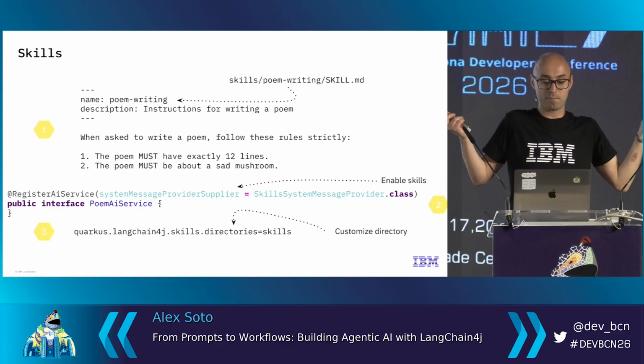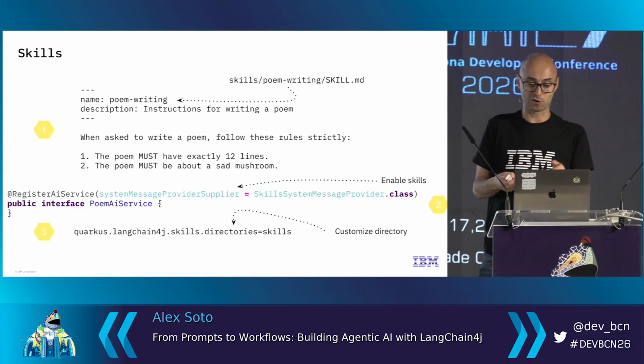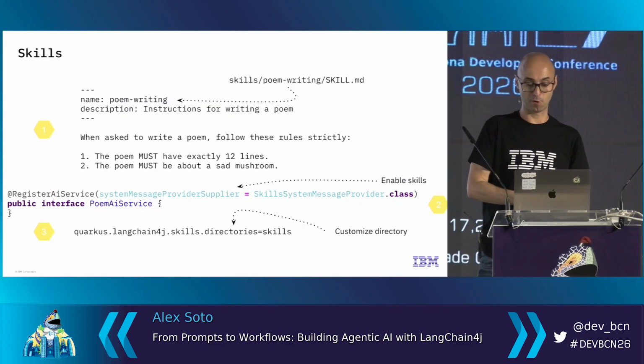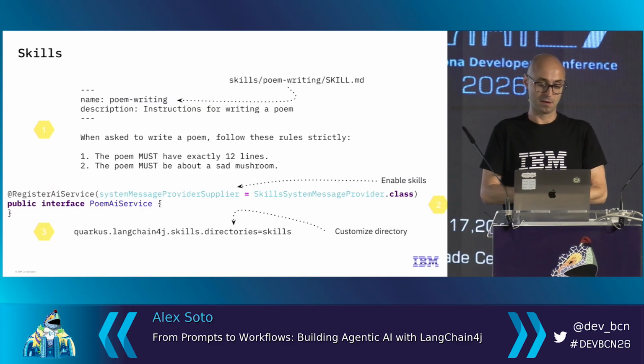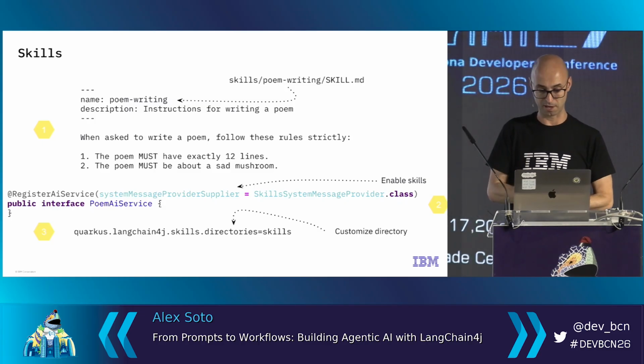And all the magic happens. As I said, by default, the skills directory is in skills, but if you want to customize it, you can just use this property to customize it. Again, easy, just one line, you provide all these skills things, and it's done.